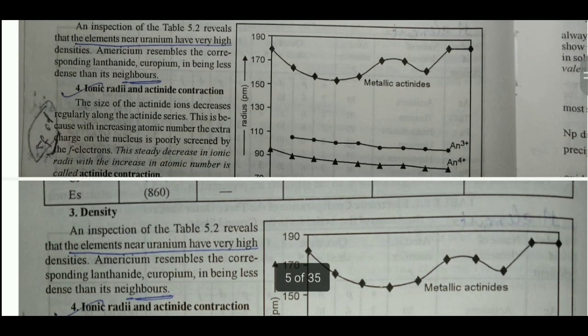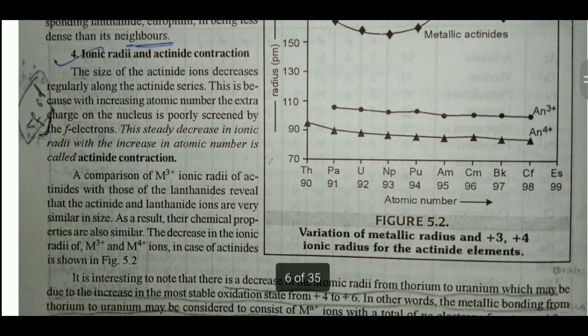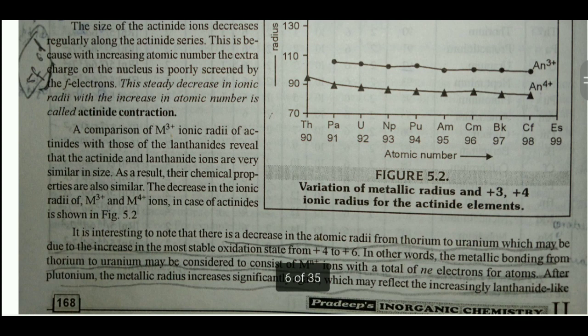The steady decrease in ionic radii with the increase in atomic number is called actinide contraction. A comparison of M3+ ionic radii of actinides with those of the lanthanides reveals that the actinide and lanthanide ions are very similar in size. As a result, their chemical properties are also similar.